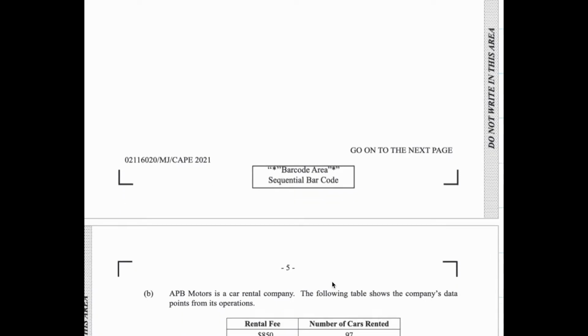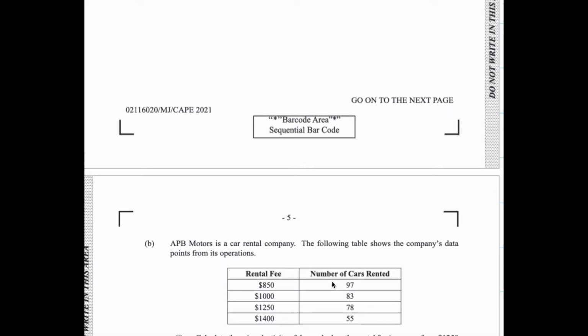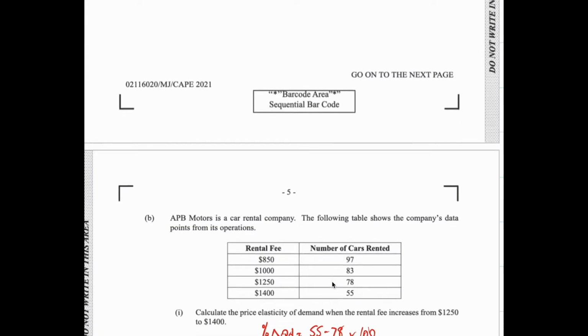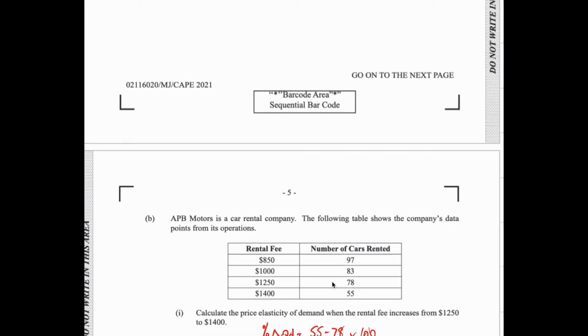Moving on to B, APB Motors is a car rental company. The following table shows the company's data points from its operations. So right here we have rental fees on the left and numbers of cars rented on the right. And from this, you see that the law of demand is showing. As you increase the price, the quantity demanded decreases. So the rental fee really shows the price, while the number of cars rented would really show the quantity demanded.